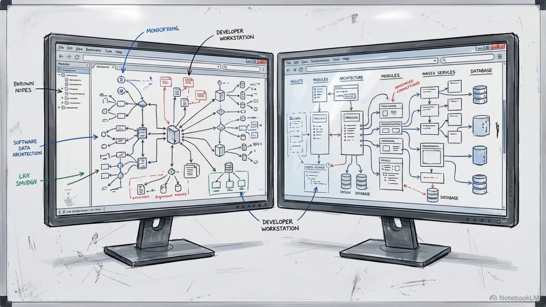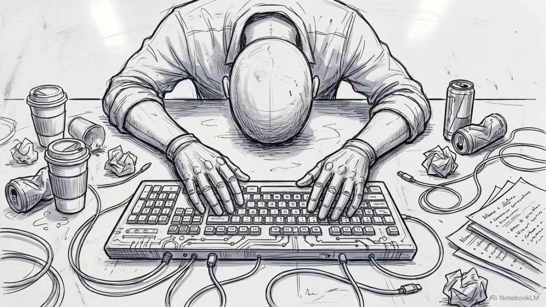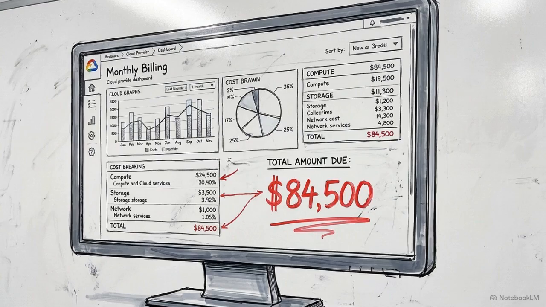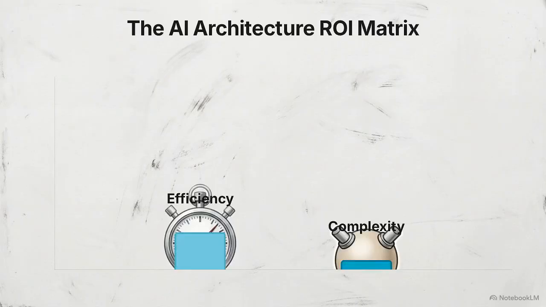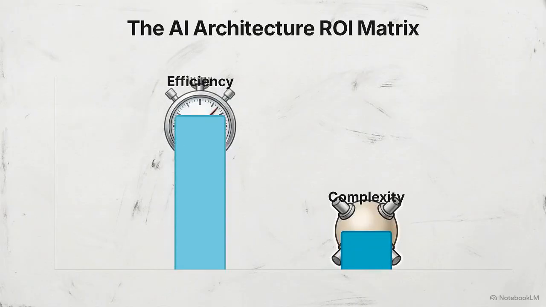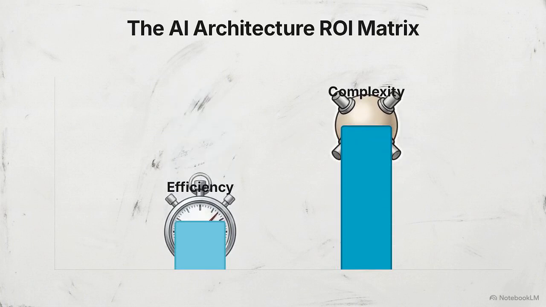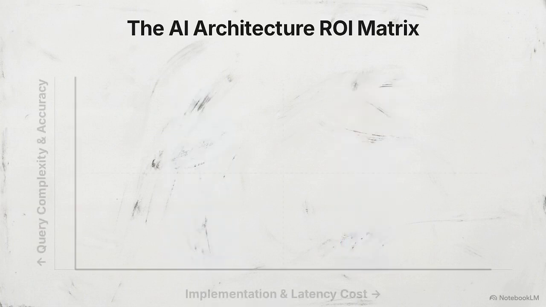There are dozens of distinct architectures, each solving a different problem. Pick the wrong one and you waste months of development. Make the wrong architectural choice and you will bankrupt your cloud compute budgets, wreck your response latency, or fail to stop false information reaching users. Every developer faces the exact same trade-off: optimizing for architectural efficiency versus handling query complexity.